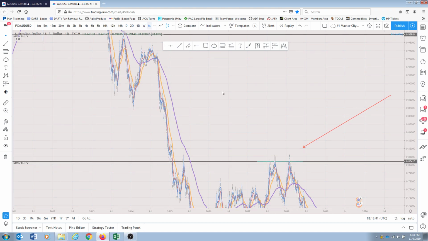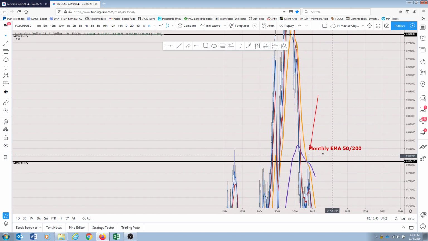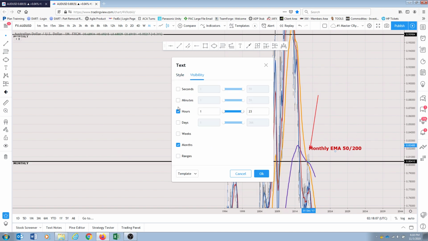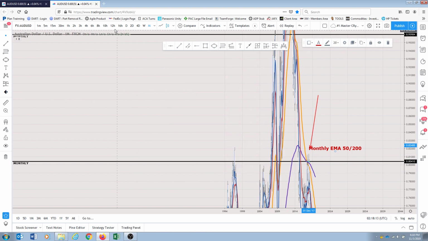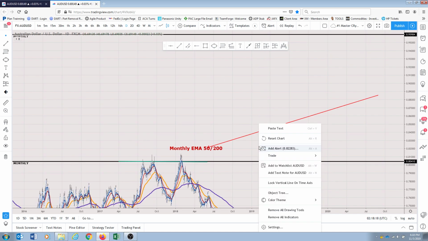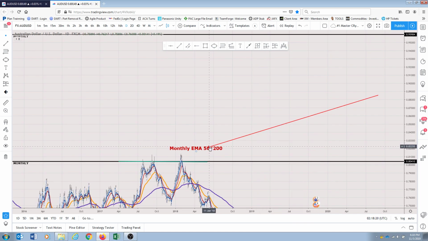Let's go to the monthly. Make sure, sometimes when you draw things on the monthly, hold on, if I go to visibility, yeah, it's not on the daily. So let me select the daily so it'll show up on my daily chart. Hit OK, and then I'm going to pop back to my daily chart. Right there it is.